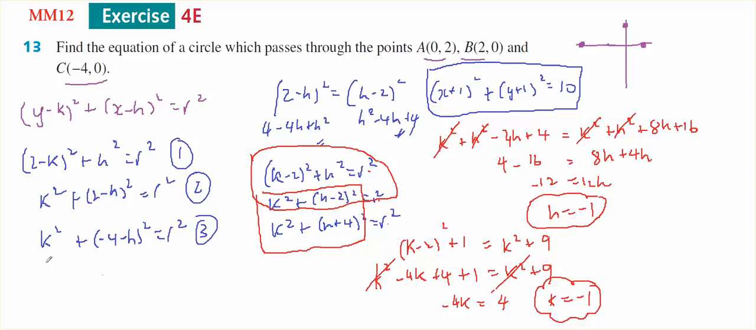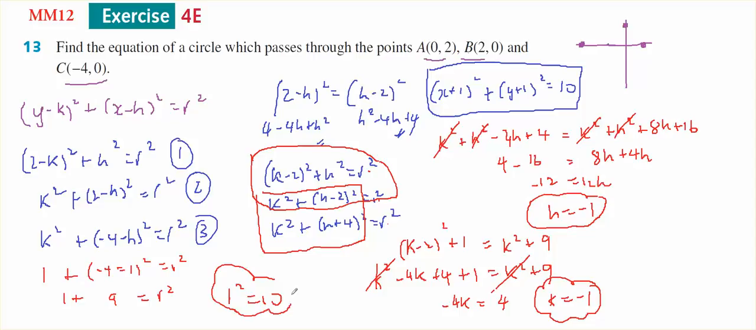And then if I make k negative 1, that's 1, plus (-4 - 1)² equals r². 1 plus 9 equals r² equals 10. So I come up with the same equation using a substitution method. So all these equations were in terms of r². So I made 2 and 3 equal to each other, and that gave me h. Then I was able to do 1 and 2 equal to each other using my value of h to come up with k.